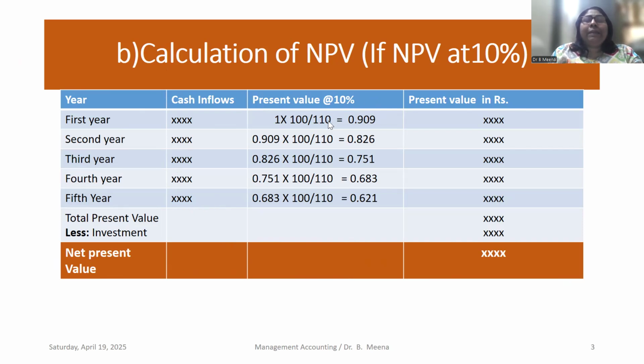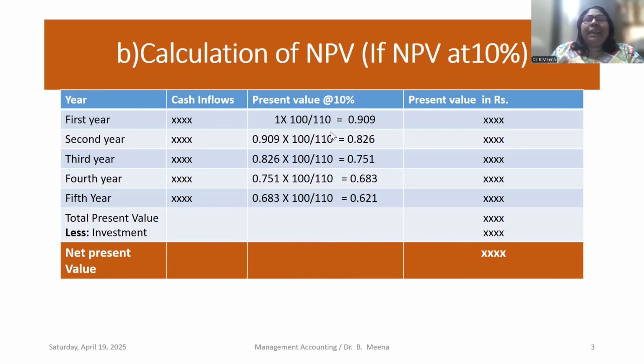In case the values are not given in the question, let me discuss how to calculate those values. In case of the present value at 10%, for the first year it is 1 into 100 divided by 110. That is 100 plus 10, because 10% is the rate. So I will get the value as 0.909.